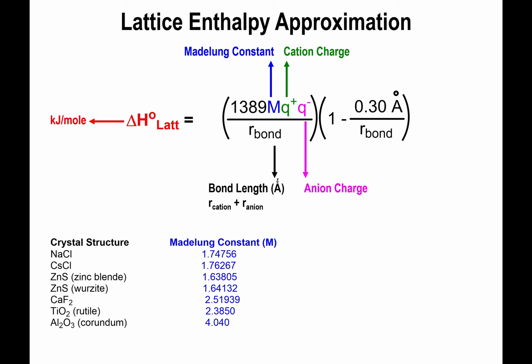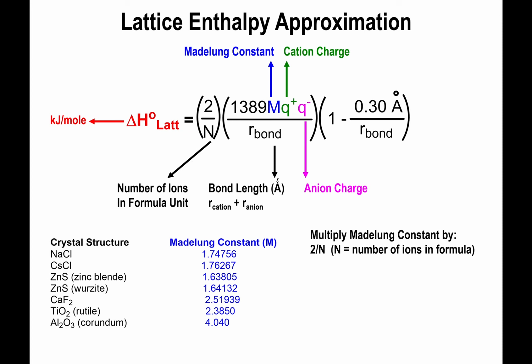The lattice enthalpy is going to end up being in kilojoules per mole, as long as you input the radii in angstroms. And if you multiply this by 2 divided by n, and n represents the number of ions, this will equilibrate everything so that it becomes based on the same number of cations and anions for any salt that you may be dealing with.